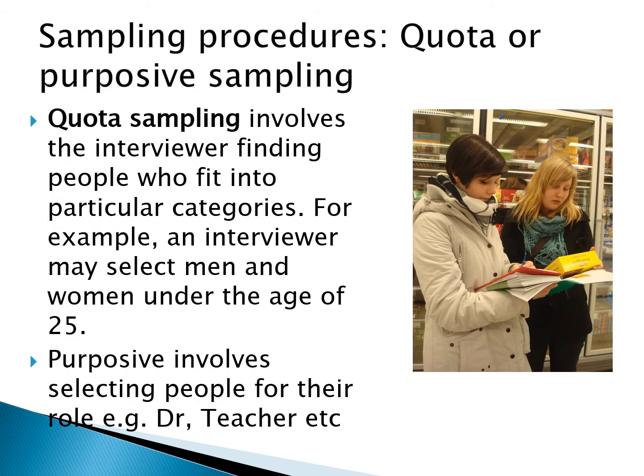The next one then, quota or purposive sampling. These are quite similar. So quota sampling is based on characteristics about yourself, so your age, your gender, quite often used in market research. And you will see people, for example, standing in St. Peter's Street in town with clipboards. If they don't stop you to ask you their questions, it's probably because you don't fit their quota. They're looking for a particular type of person to interview, and you are not it.